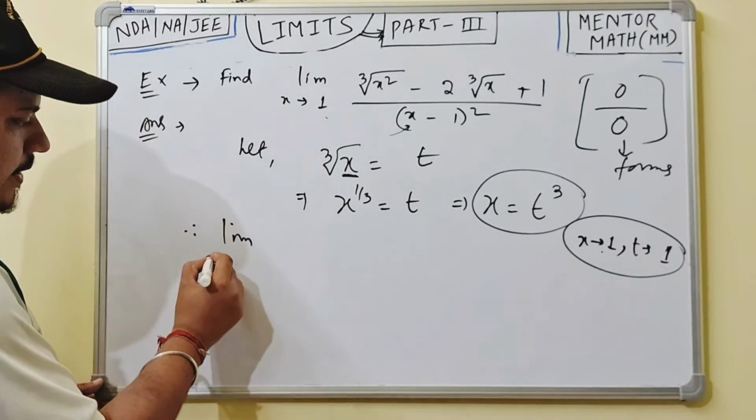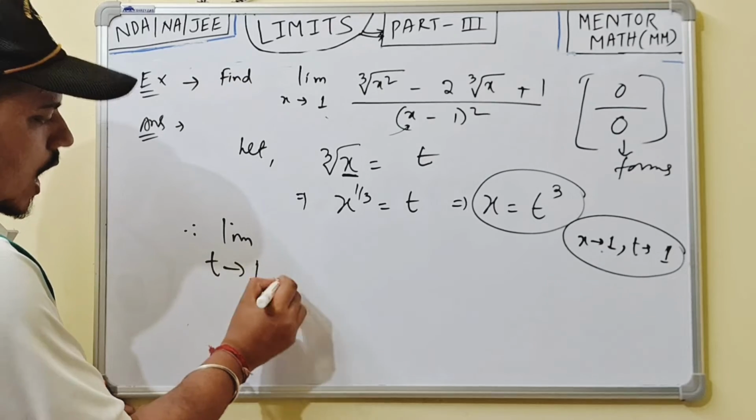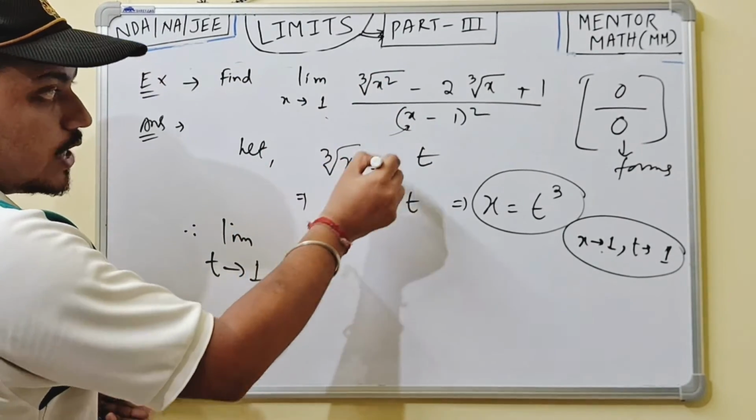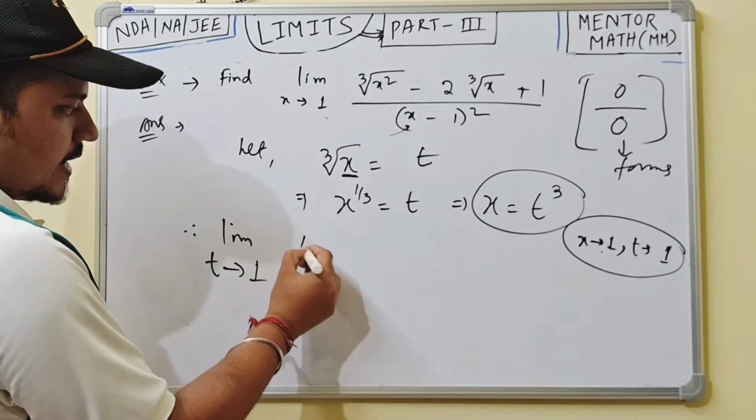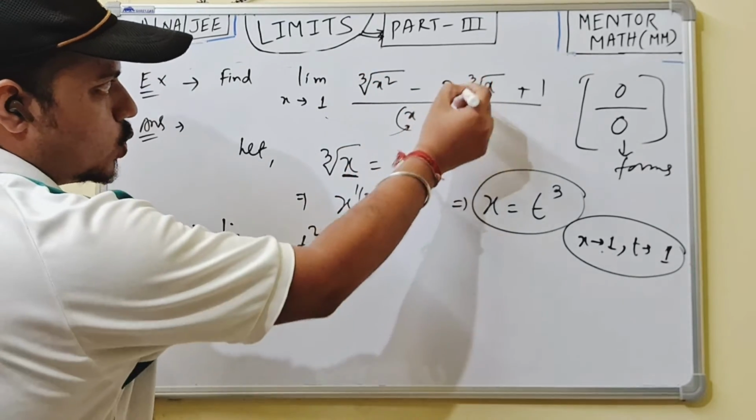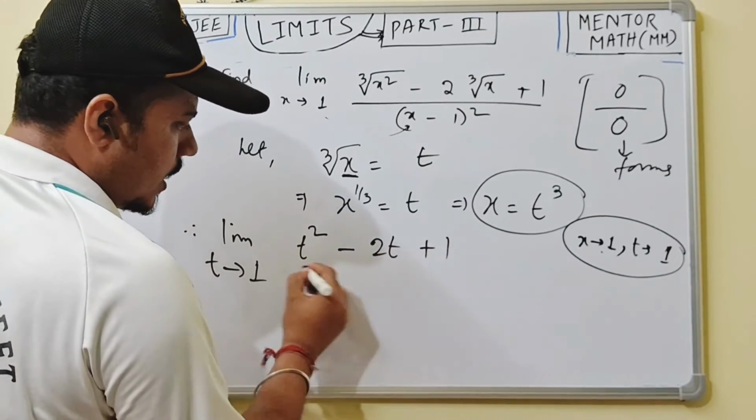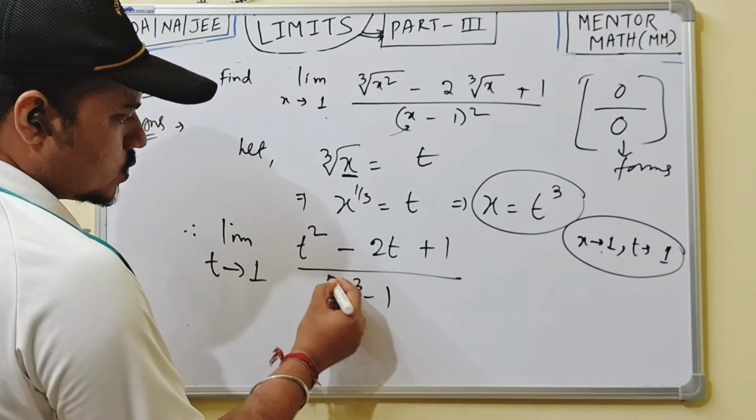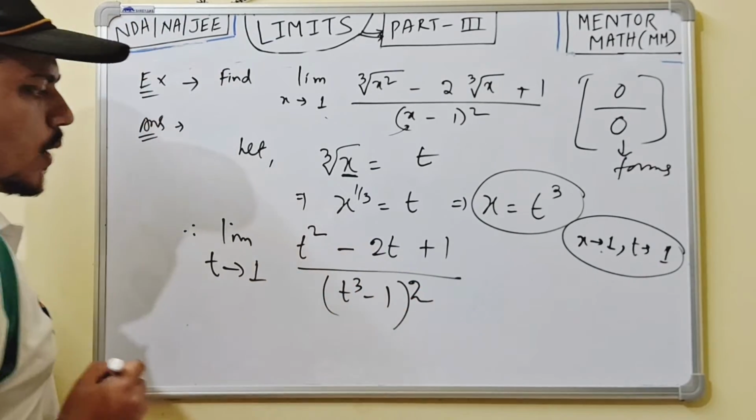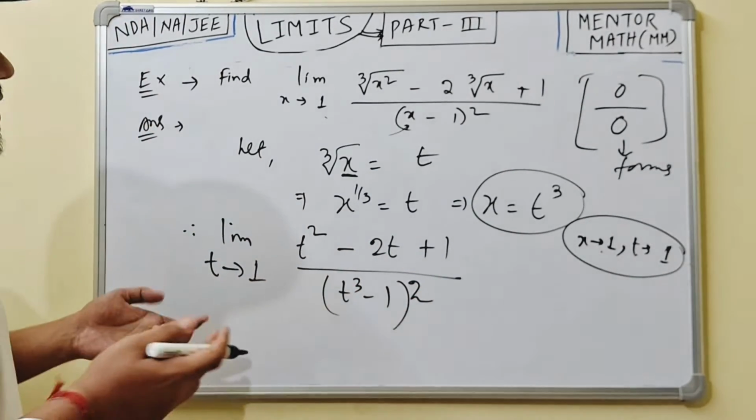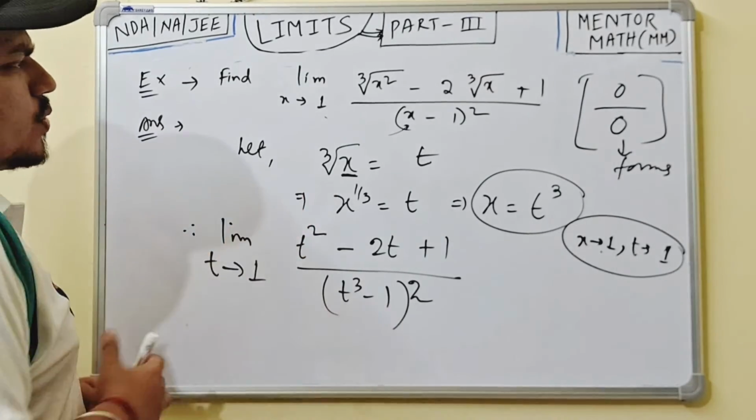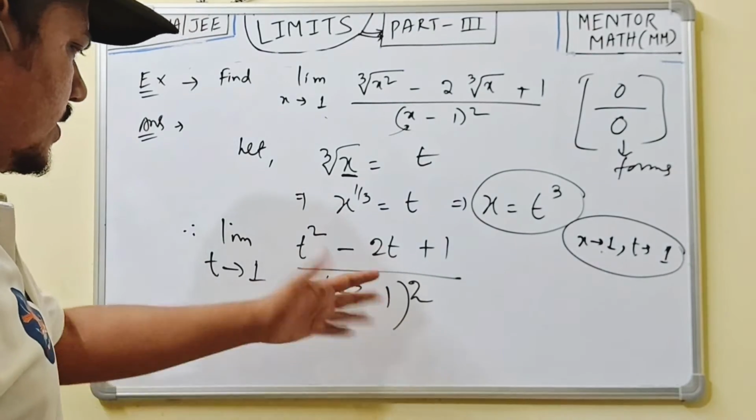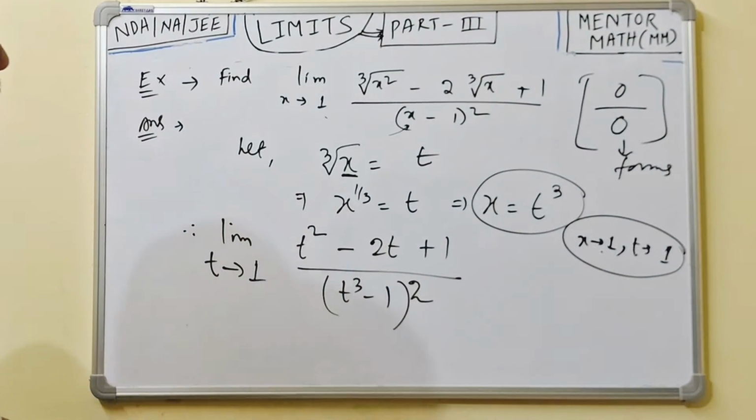So here you can write limit t tends to 1, and cube root of x square, since cube root of x equals t, becomes t square, minus 2 into t, plus 1, divided by x, which is t cube, minus 1, whole square. If the question contains a square, you can put the square here, no issue.